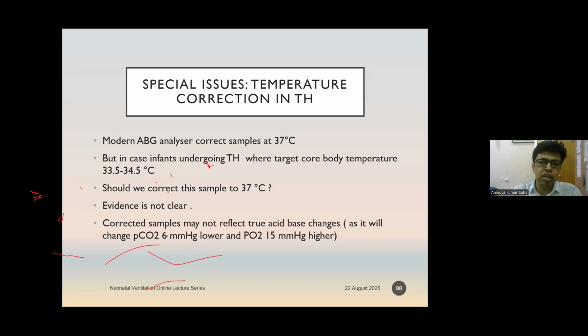Evidence is not that clear. And in these cases, if we correct the samples with the machine fed values of 37 degrees centigrade, it may not reflect the true acid base changes, because the correction of temperature will make PCO2 6 millimeter of mercury lower and PO2 15 millimeter of mercury higher with this type of temperature difference.